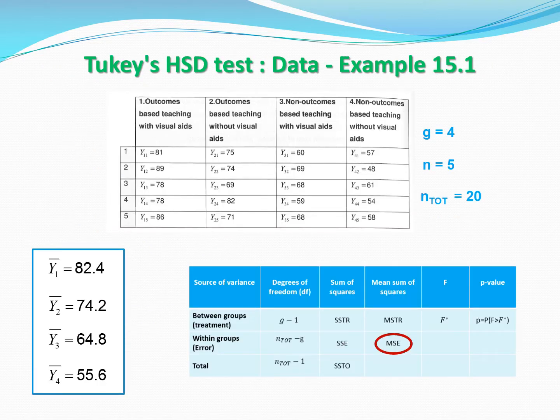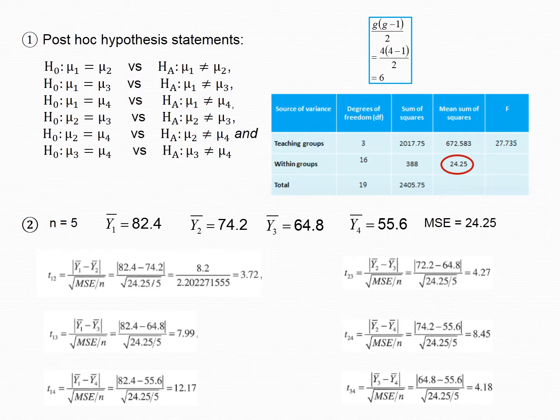Let's conduct a post-hoc test for example 15.1. Just to recap, we had 4 different groups for the 4 different teaching styles, and we had 5 observations within each group. So our total number of items across the 4 groups was 20. And we determined the group means for the 4 different groups in part 1. And then in part 1, I also showed you where to read off the MSE value from your ANOVA table. Since we are working with 4 groups, it means that we are going to have 6 post-hoc tests that we need to conduct. So in step 1, you state your 6 post-hoc hypotheses.